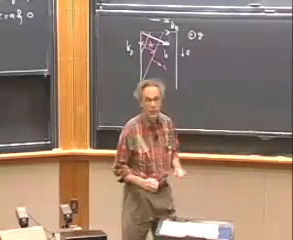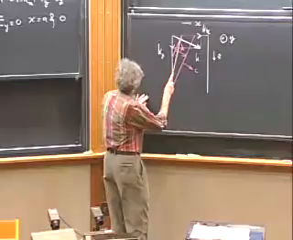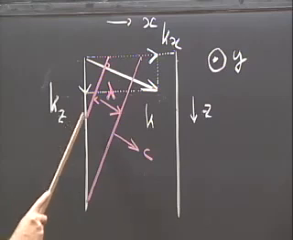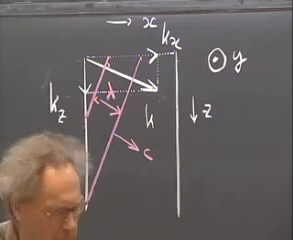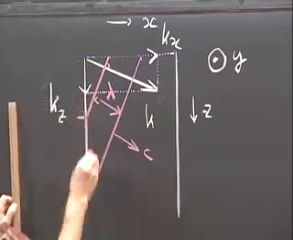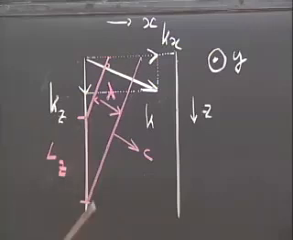Now, in one period that this wave moves from here to here, in that same amount of time, this wave here moves from here to there. And so I will give this here a name, as I have done before, and I call that L of z.